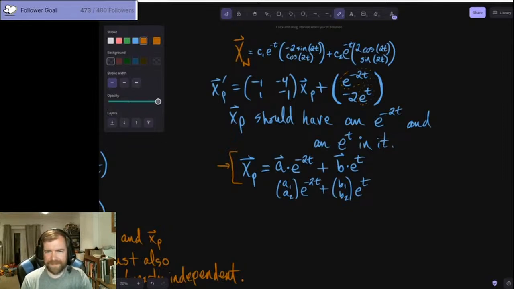So let's see here. I guess we could write this as a matrix, because that helps me a little bit to put this together. So you'd have an A1 e to the minus 2t, B1 e to the t summed, and so on. That's just personal preference. I tend to write those together as a 2-vector, but you know what I mean? Yep. But what you're saying is fine.